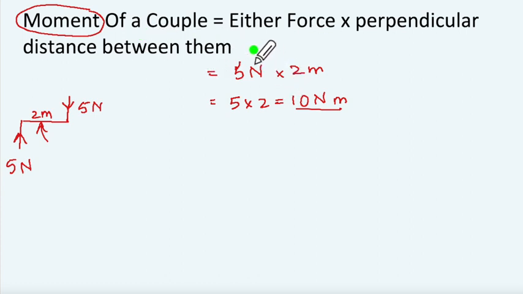Moment of couple, remember, is the force multiplied by the perpendicular distance. So it will be 5 Newton into 2 meter. Look at the unit, Newton and meter. So you will have Newton into meter. That becomes the SI unit of moment of couple.